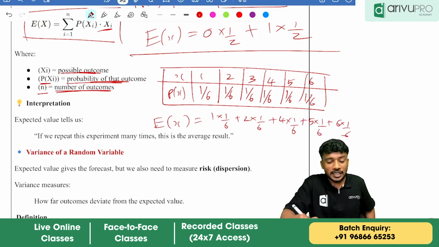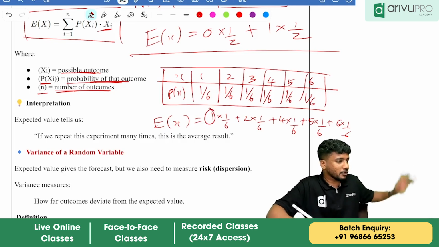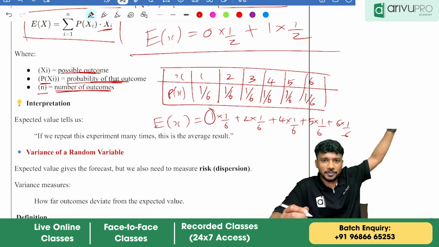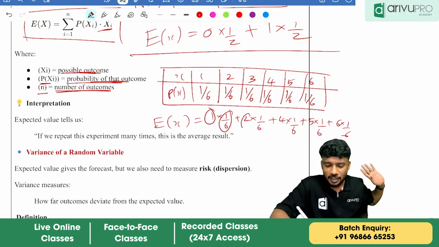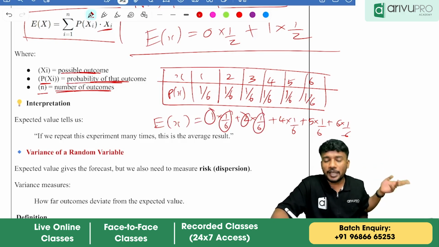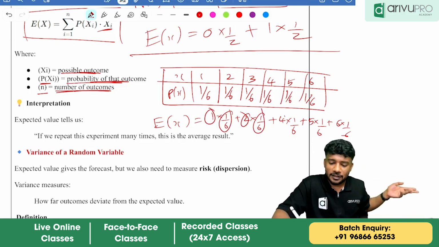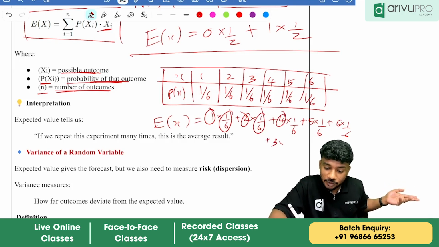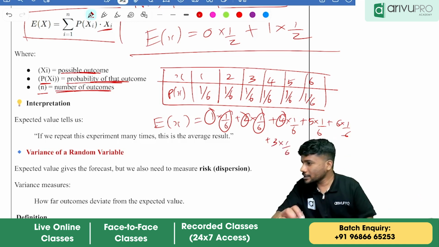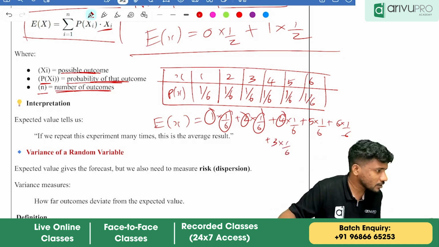But when you are using a calculator, how will you put it? The X value you will put in the calculator, like 1 will be put as the X1 value. Y1 value will be 1 by 6. X2 value will be 2. Y2 value will be 1 by 6. Then X3 value will be what? 3, I missed that. 3 into 1 by 6 is also there. So likewise, you will put the values and get the answer using the calculator.